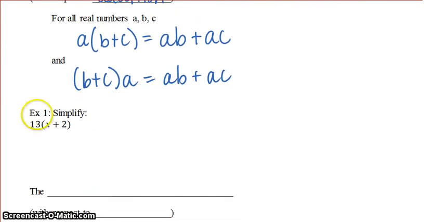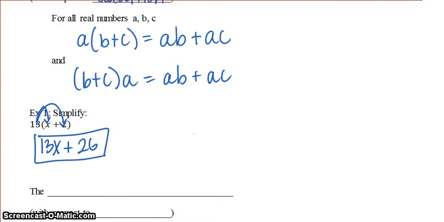So we have this, and I take my little arrow, so I'm going to multiply those two first. So we have 13 times x, so we have 13x, and then we do 13 times 2, which is 26. So that is your first answer. So hopefully that was simple enough.